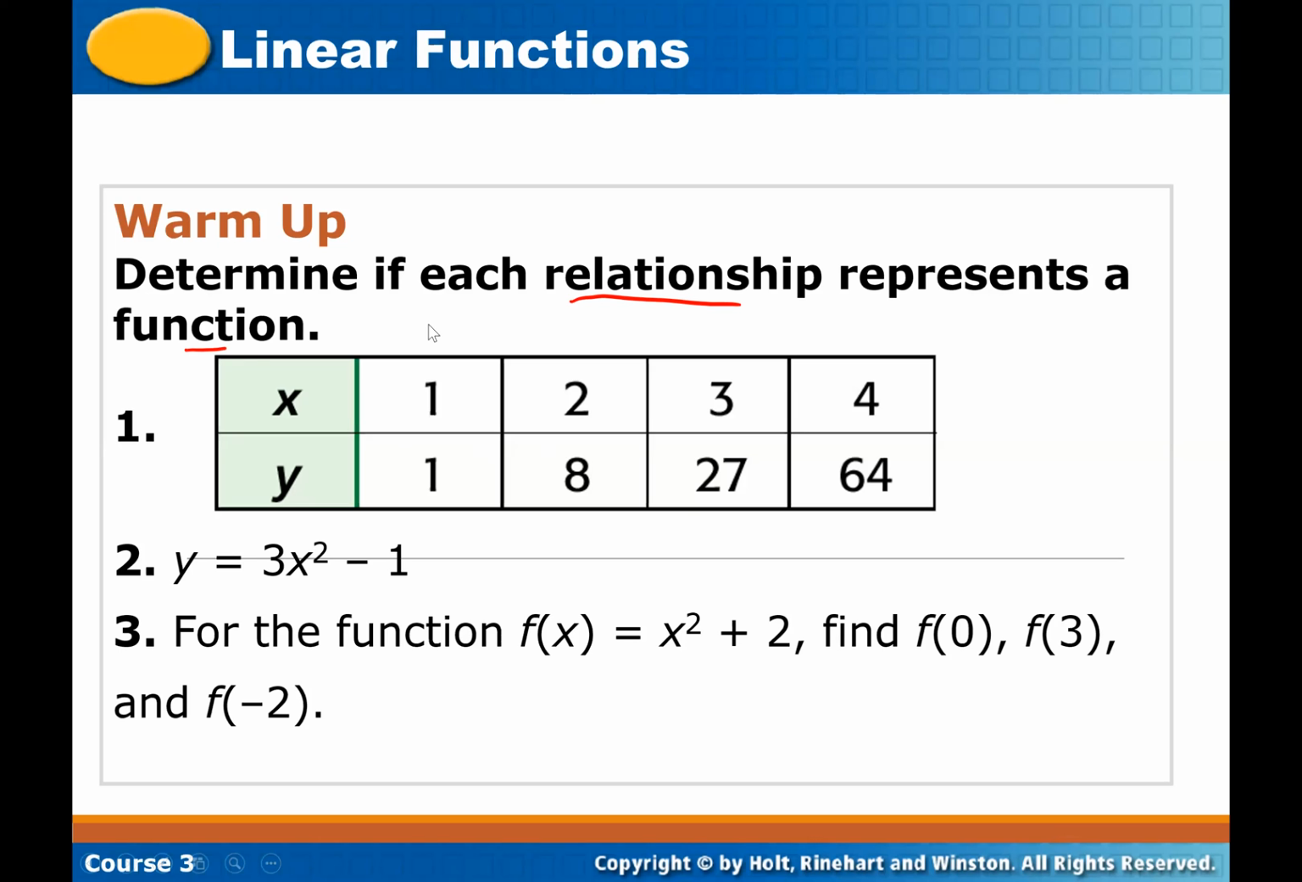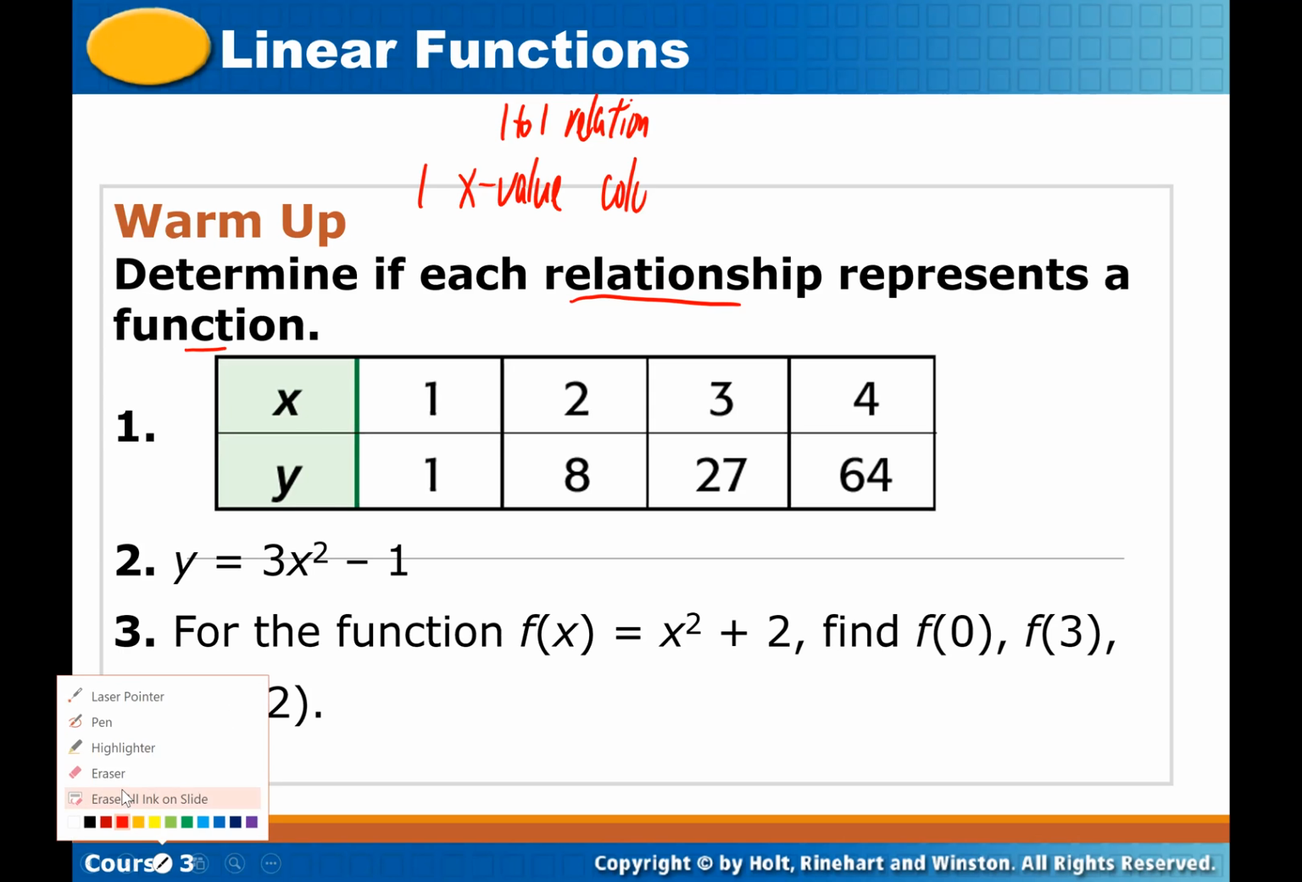All right. So the most important thing is one-to-one relation, right? One-to-one relation, meaning one x value should only produce one and only one y value. Okay, so this is the most important element in function notation.